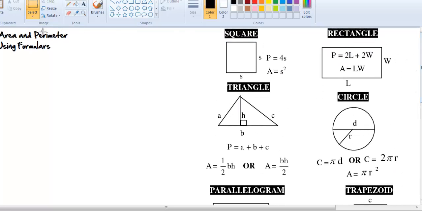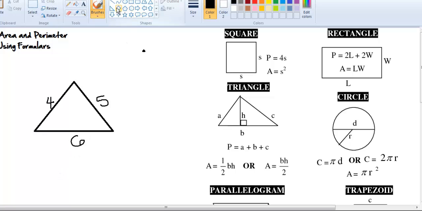Okay, so let's do a few problems. We want to explore this, and we also want to talk about using formulas. Let's say we had a triangle like this. Let's say we're given sides: 4, 5, 6. And it's asking us to figure out the perimeter. Perimeter is distance around an object, so we just add it up. So 4 plus 5 plus 6, which is 9 plus 6, which equals 15 units.